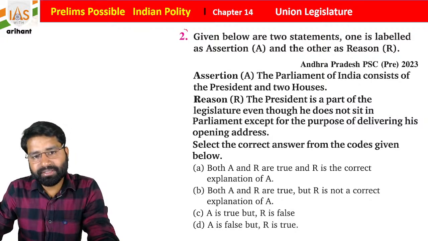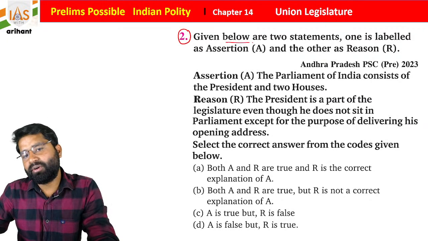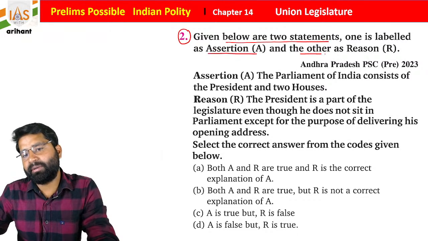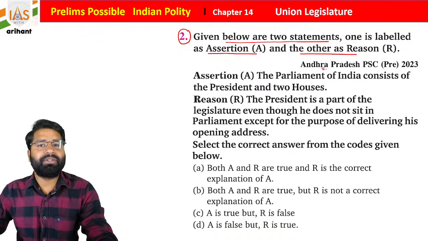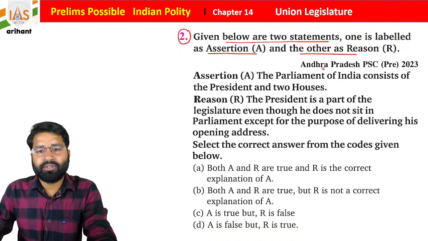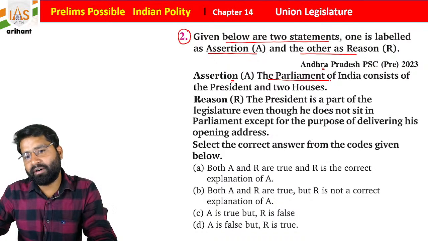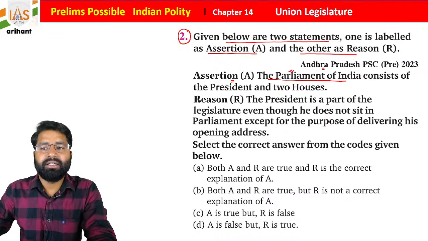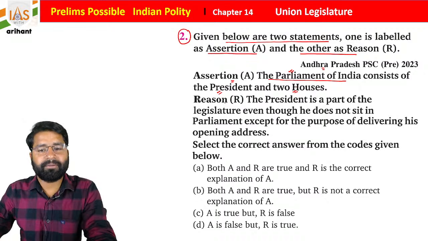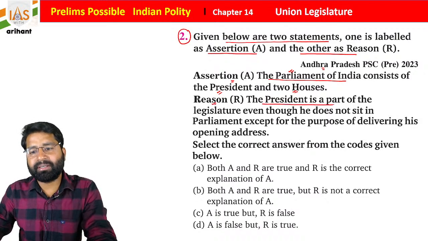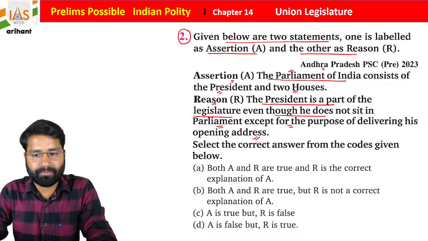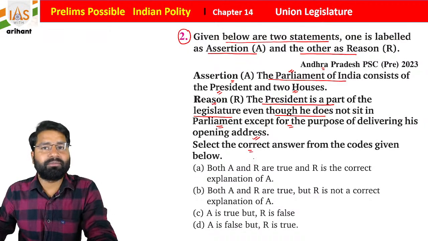Now, see question number 2. Given below are two statements. One is labeled as assertion and the other is labeled as reason. And this was in Andhra Pradesh PSC last year, 2023. So the assertion says that the Parliament of India consists of the President and two houses. The reason says that the President is a part of the legislature even though he does not sit in the Parliament except for the purpose of delivering the opening address. So choose the correct answer from the code given below.